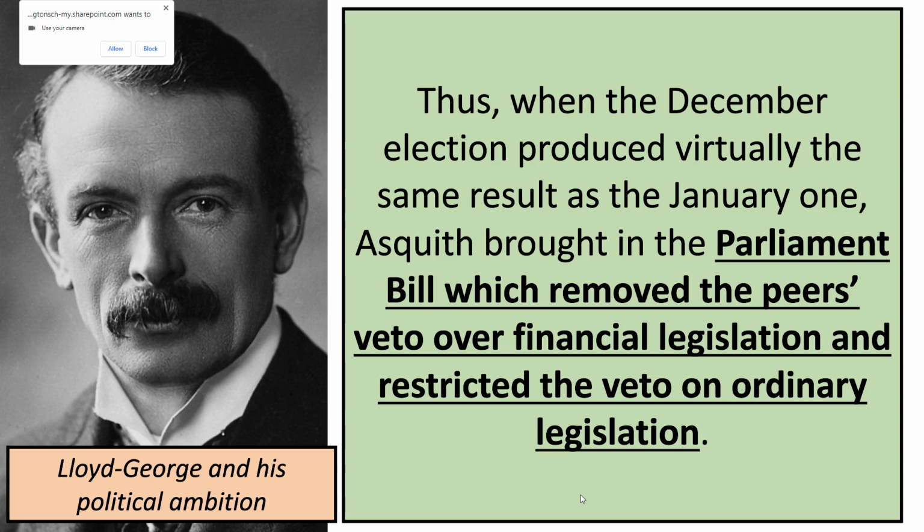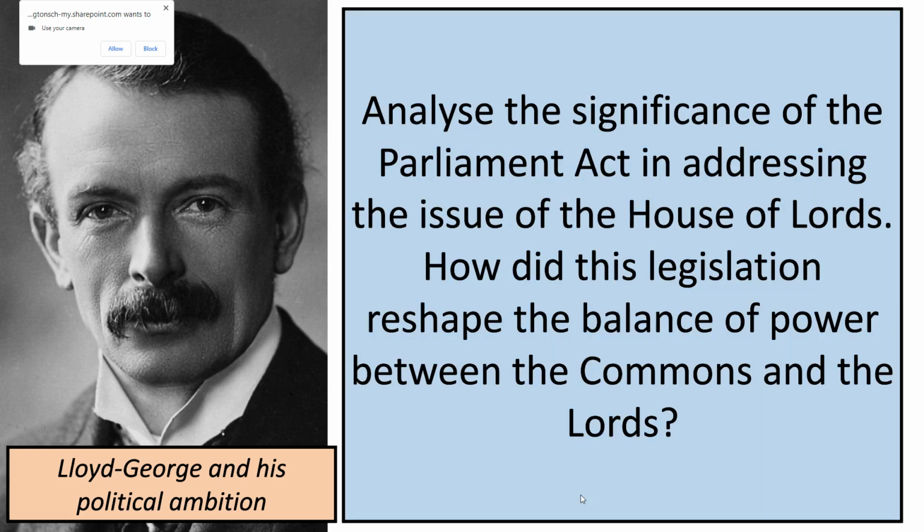So Asquith brings in something called the Parliament Bill. This removes the peers' veto over financial legislation. So the House of Lords can no longer outright veto anything to do with finances, and it restricts their veto on ordinary legislation. So this absolute veto power that the House of Lords has previously had is significantly restricted.